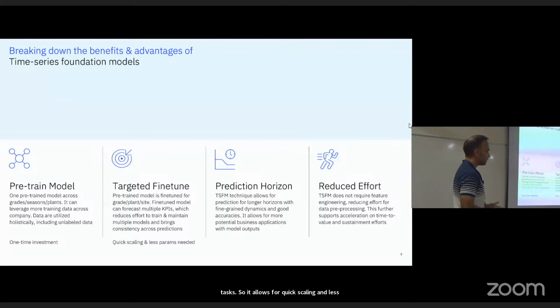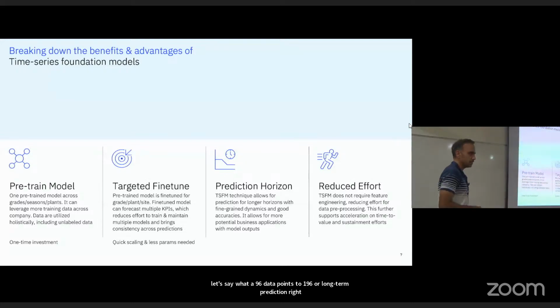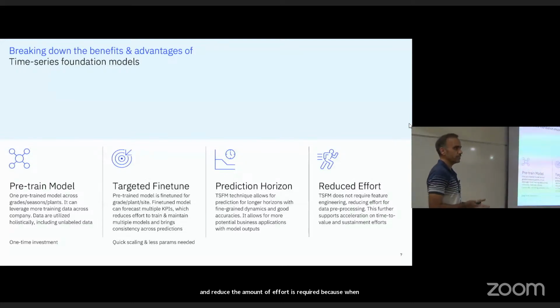Then prediction horizons can vary. You can have a short-term prediction, from, let's say, 96 data points to 196, or long-term prediction, right? And a reduced amount of effort is required, because in traditional machine learning for time series, a lot of feature engineering and manual effort is involved. Here, there is no feature engineering. You just take the pre-trained model, pass the data for the new domain, and it can be used for both zero-shot as well as fine-tuning and getting the forecast, right?